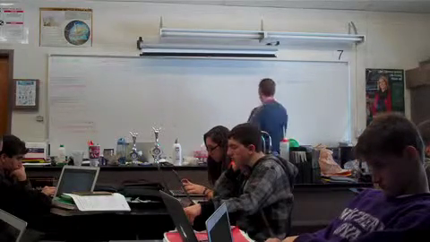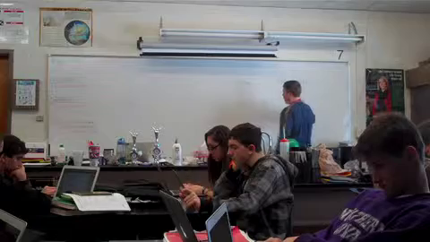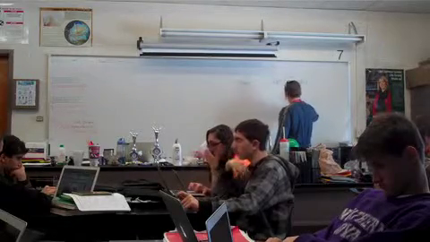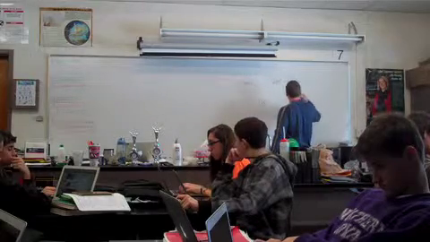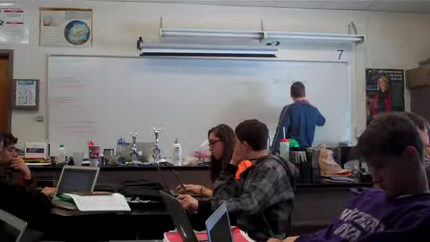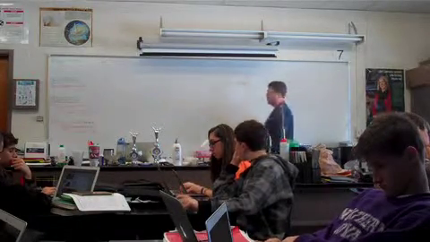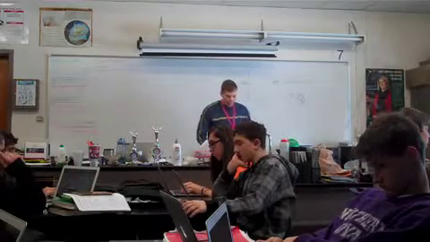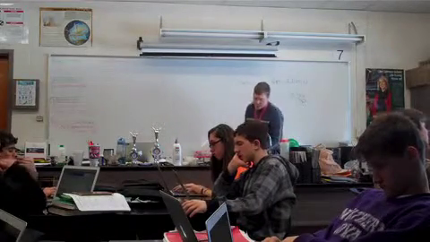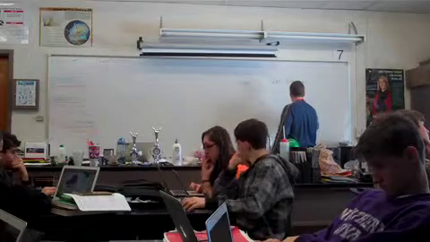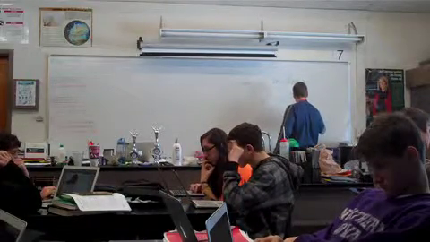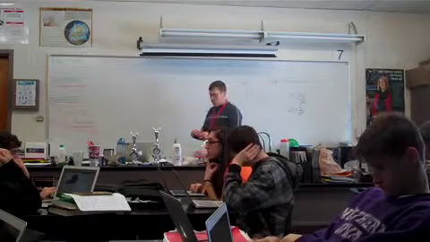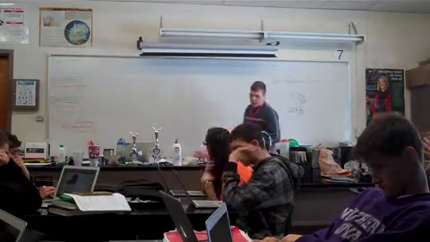Okay, so we've got metal 1. Metal 1 has a density of 7.78 grams over centimeters cubed. Metal 2 has a density of 2.69 grams over centimeters cubed. So that's metal 1 and metal 2 in terms of their densities.